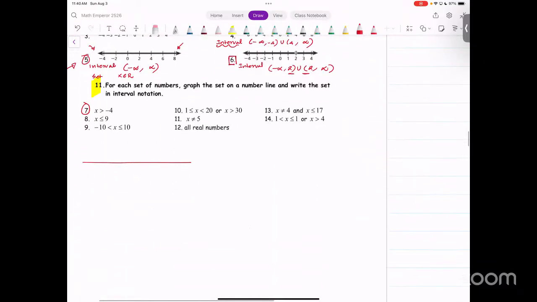So x is greater than -4. We're going to go back to -1, -2, -3, -4. For each set of numbers, graph the set on a number line and write the set in interval notation. If I want to graph it, this is going to be -4 onward. Now, in the set notation, -4 is not going to be included, but we will go all the way up to positive infinity. That's it.